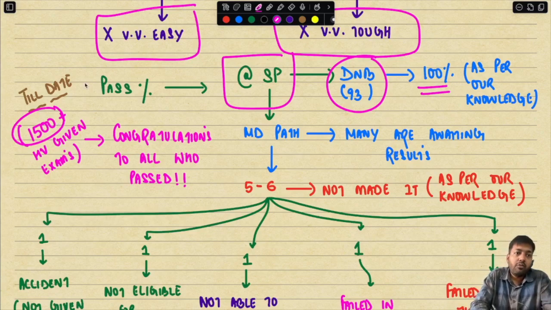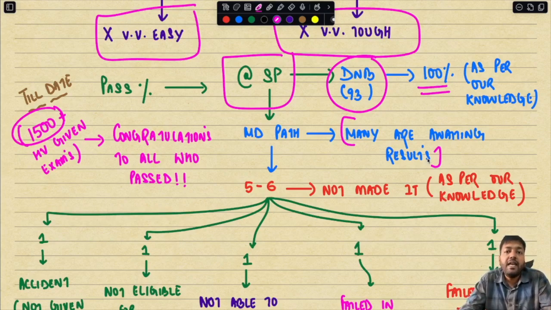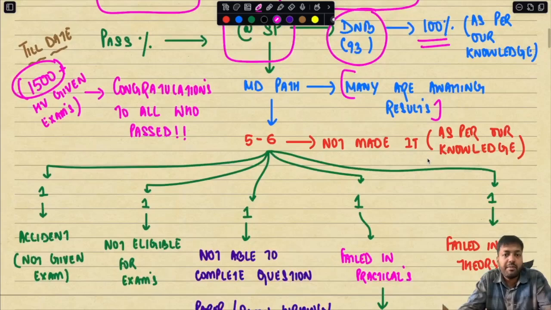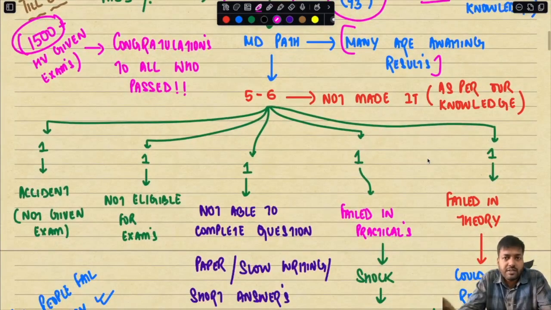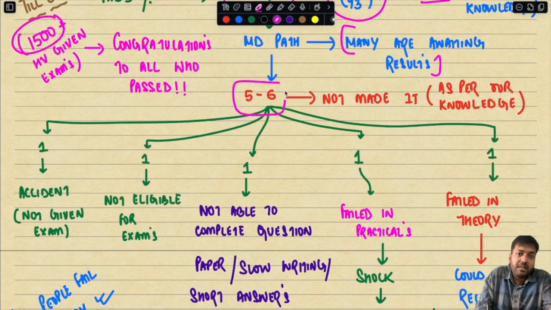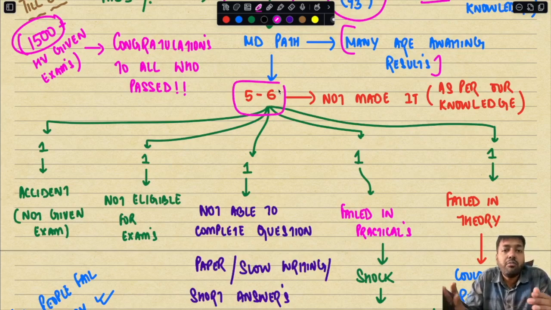Right now, out of the 1500 students who have given the exams, many are awaiting results as well, so we cannot give you a completely correct pass percentage. At the current moment, more than 99.5% of people enrolled with Simply Pathology have passed. So 5 or 6 of them, as per current knowledge, have not made it and have not been able to clear the exam.